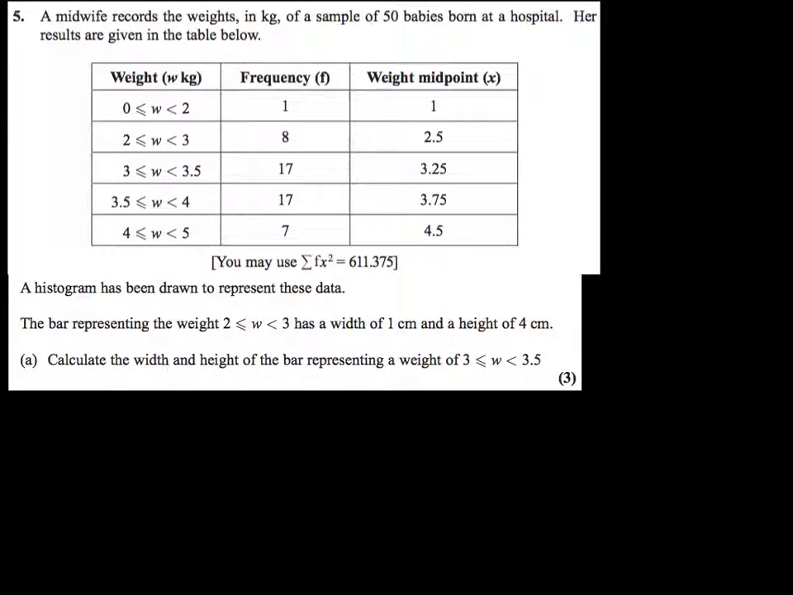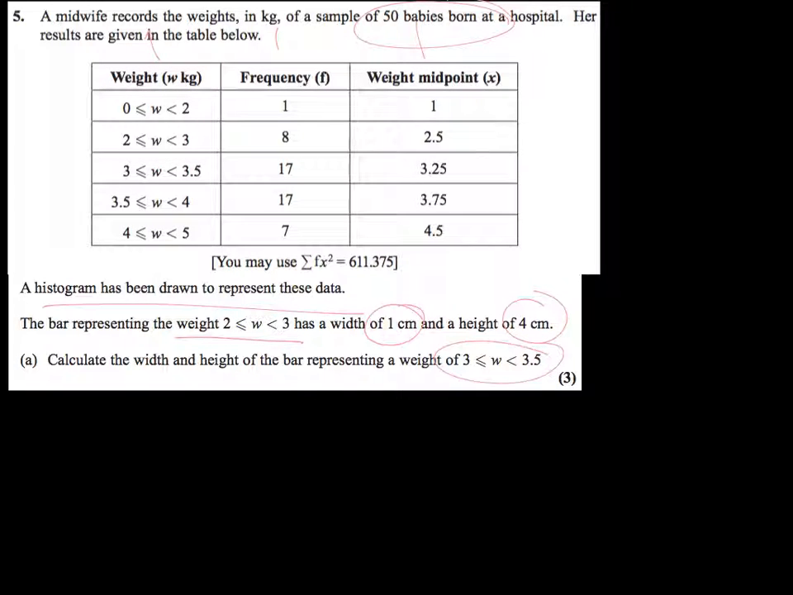In question 5, we're looking at the weights of a sample of 50 babies born at a hospital. So we've got the weight, the frequency, and we've also been given the weight midpoint. We're told that a histogram has been drawn to represent this data, and that the bar representing the weight between 2 and 3 kilograms has a width of 1 centimetre and a height of 4 centimetres. We're asked to calculate the width and height of the bar representing a weight between 3 and 3.5 kilograms.